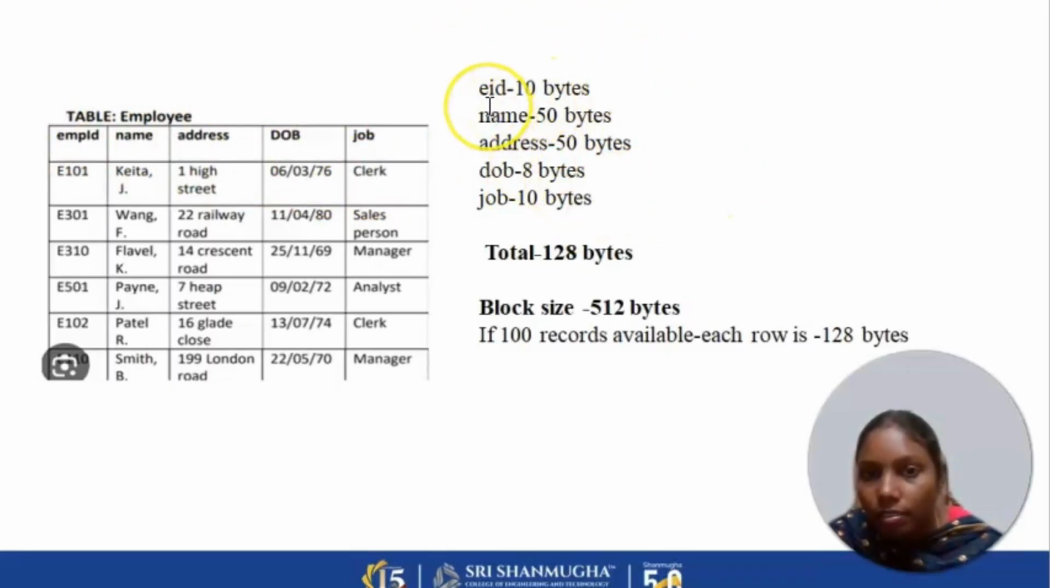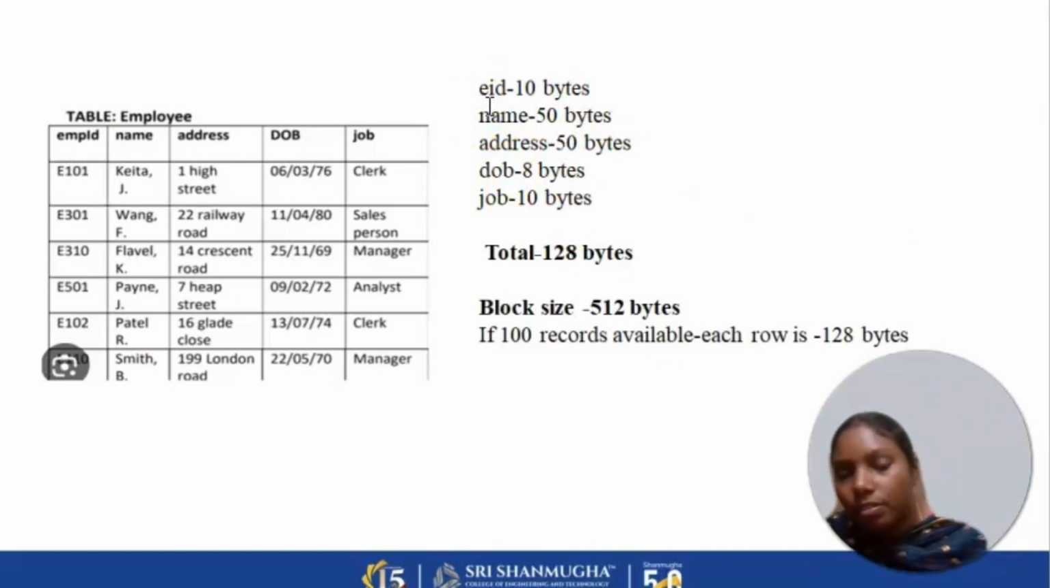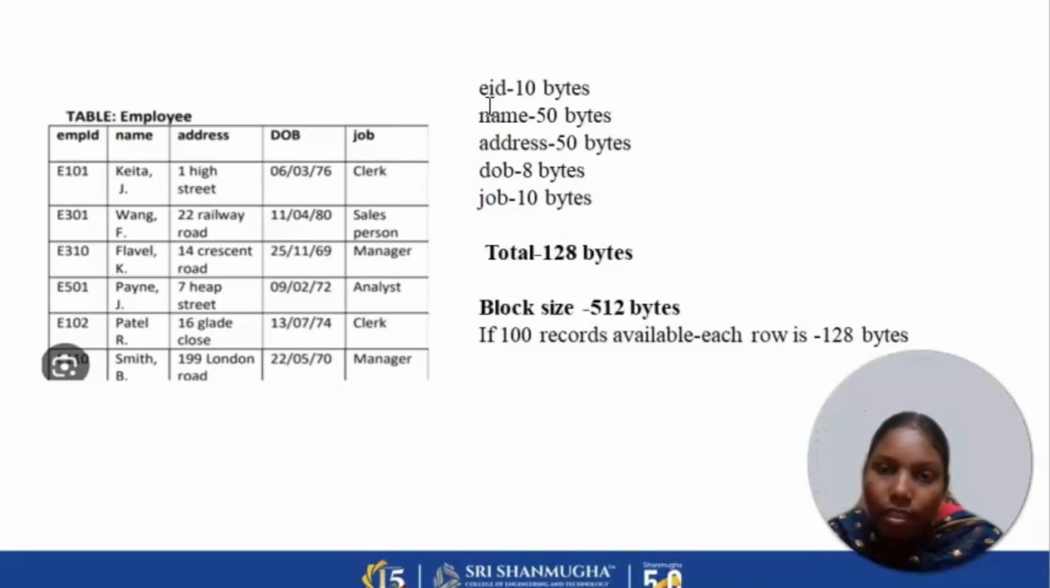What we discussed in the previous sections about creating tables, you all know how to create a table. They are allocated in particular memory. Employee ID has 10 bytes, name 50 bytes, address 50 bytes, date of birth 8 bytes, and job. So they are allocated some bytes, and the total is 128 bytes. But the block size is fixed at only 512 bytes.